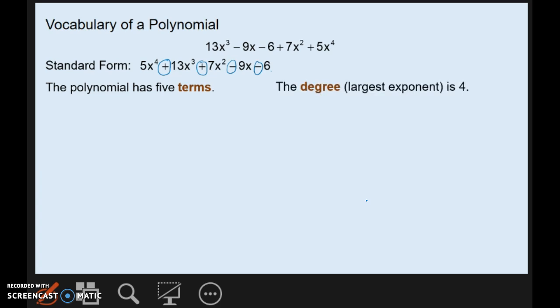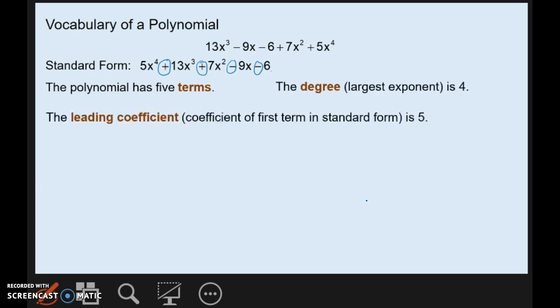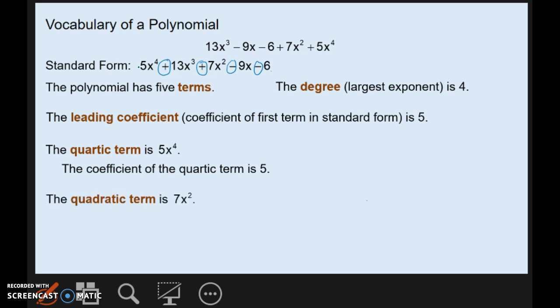So that's our degree. The leading coefficient is the coefficient on the first term when we are already written in standard form. So based on the original problem, it appears that the lead coefficient is 13, but that's not true because it's not written in standard form. And then we can look at each of the terms. The quartic term is the one here with an exponent of 4. 5x to the fourth is the term. The coefficient on that is 5, but the term itself is 5x to the fourth. The quadratic term is 7x squared, and the coefficient on that is 7. And the cubic term, by the way, would be 13x to the third with the coefficient of 13.